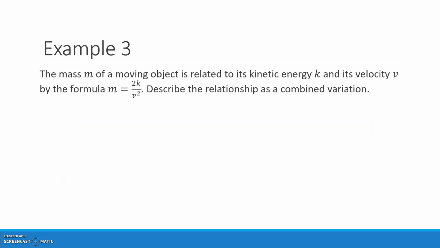The mass m of a moving object is related to its kinetic energy k and its velocity v by the formula m equals 2k divided by v squared. Describe the relationship as a combined variation.